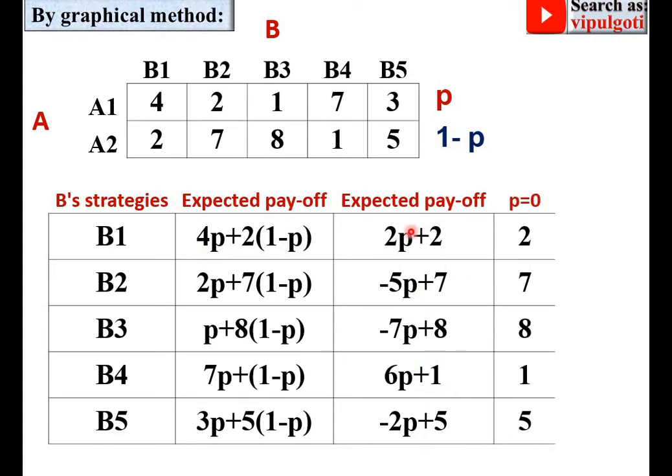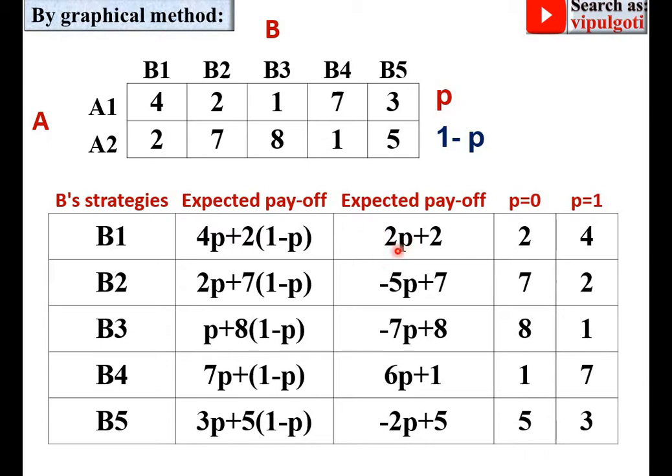Next, if I put P is equal to 0 in this equation, then I will get 2. Similarly, P is equal to 0, then I will get 7. So you can understand this. If I put P is equal to 1 in this equation, then you can say 2 into 1, that means 2, plus 2 is equal to 4. Similarly, put P is equal to 1 in this equation, then you will get 2. So it is very simple.